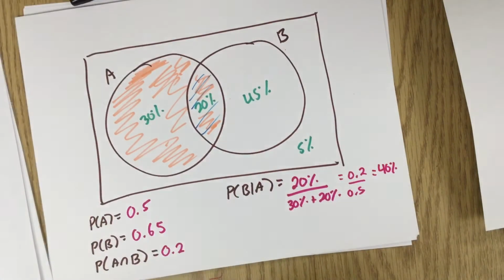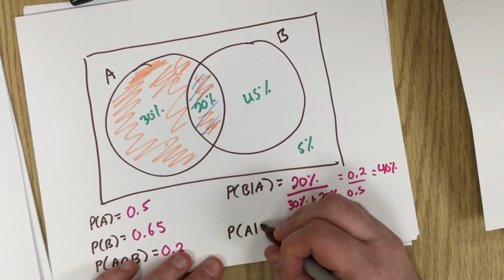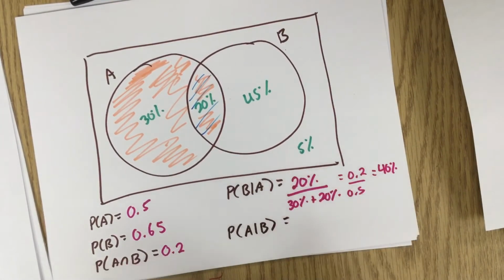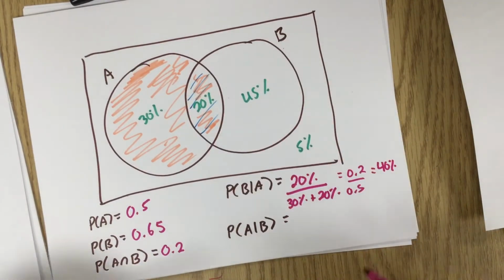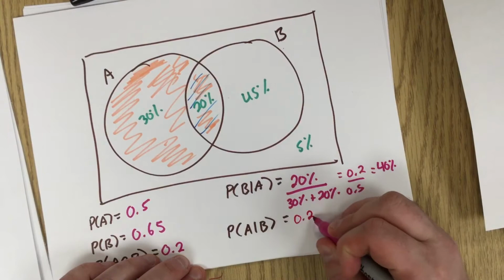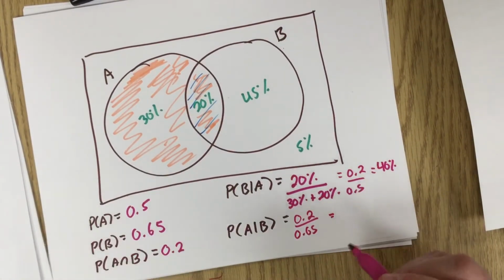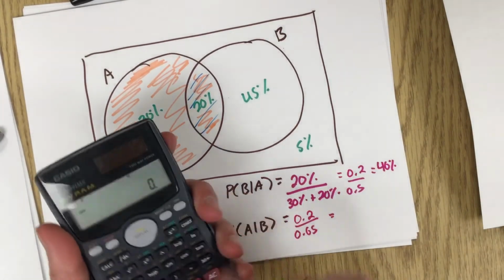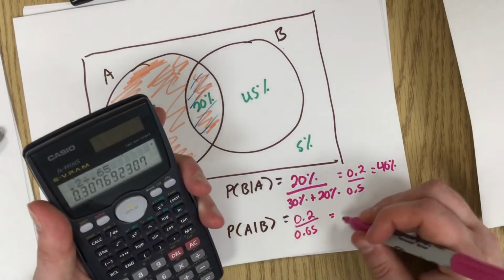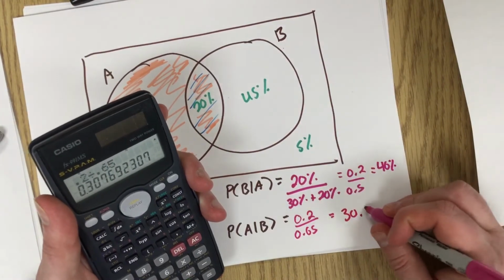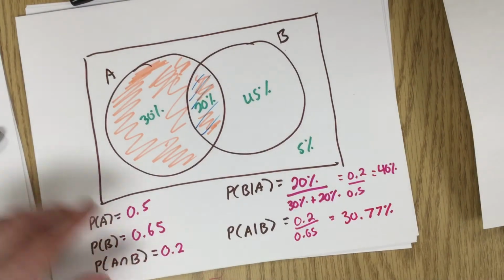And it could also be the other way. It could be the probability of A given B. So now we're given B, so we're in there, and that would be the 20% on the 65%, which would be 30.77%.